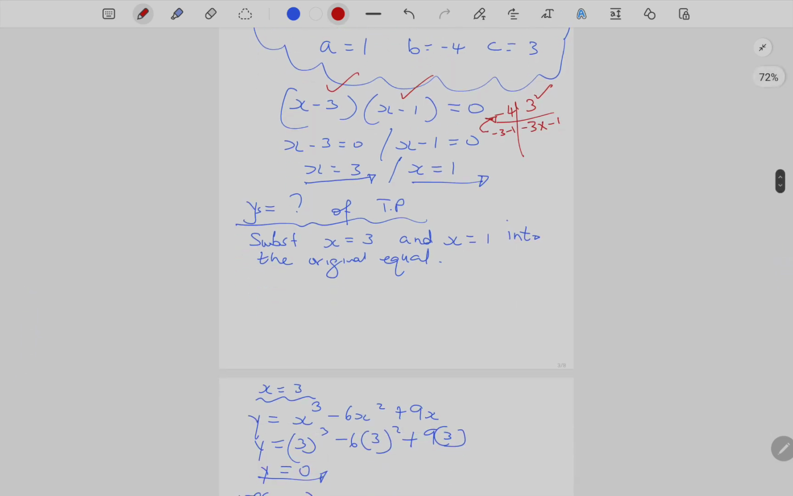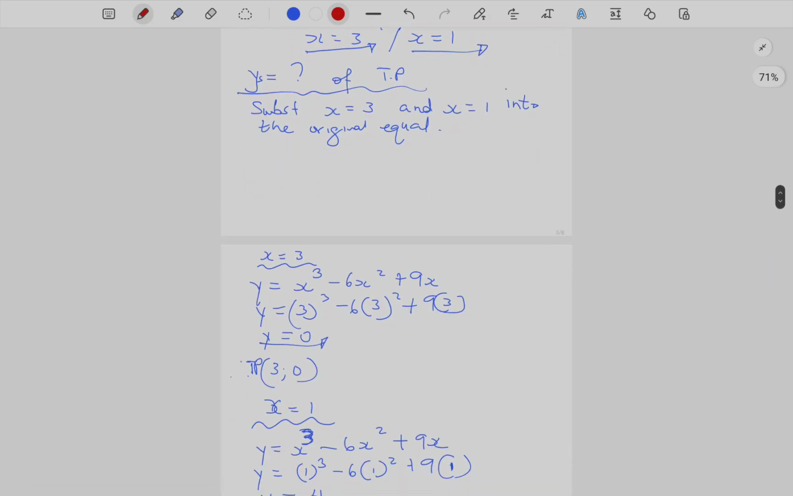According to the method that we are using in cubic graphs to find the coordinates of the turning points, we must substitute x is equal to 3 and x is equal to 1 into the original equation. So we're going to do it step by step, starting with x is equal to 3. y is equal to x cubed minus 6x squared plus 9x is our original equation. In place of x, we substitute 3. So we've got 3 to the power of 3 minus 6 times 3 squared plus 9 times 3. Therefore, y is equal to 0.